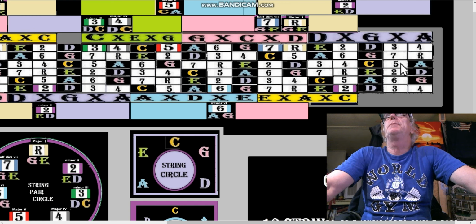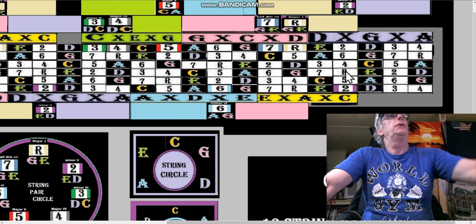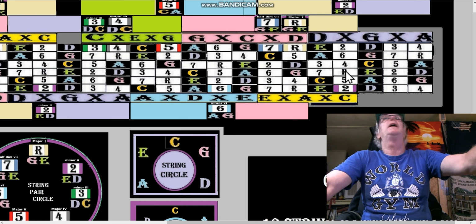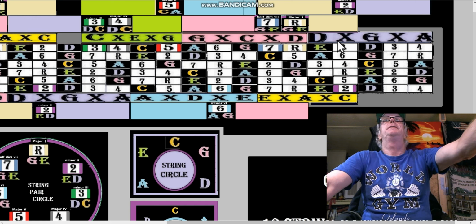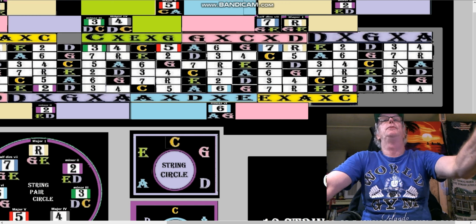Here's your D-shaped root, 5, root 3. Here's your G-shaped root. It would be the G-shaped fourth, rather. Not G-shaped root, sorry, my bad. It would be 4, 6, root. So here's 3, 5, root 3, 5 in the D shape. But in the second inversion, it's 5, root 3. There's your little D shape.